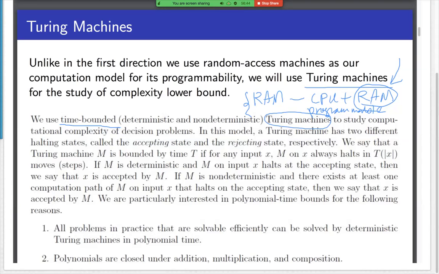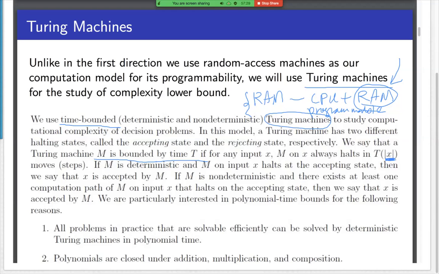That means we can put a measure on the number of steps. We say that this Turing machine M is bounded by time t if for any input x, M on x always halts in t of length of x steps, where the length of x is the size of your input. A move means a transition in the finite control. From one state on one symbol, you move to the next state, change the tape symbol, and either move left or right on the tape. Basically, one of those is one move.